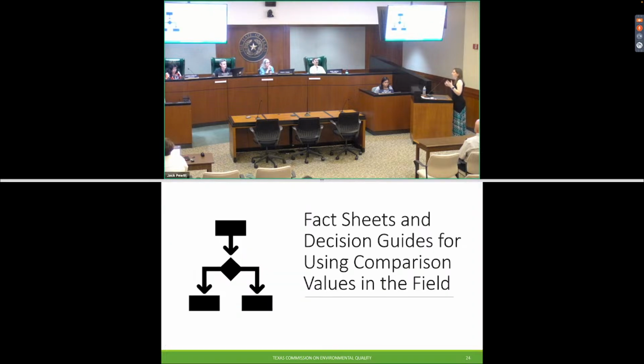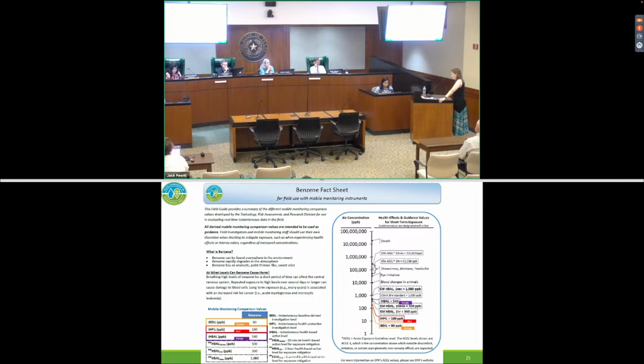Because it's a heavy topic with a lot of detail, for this to be useful for staff in the field, we needed to put together some communication tools for them. So we have fact sheets and decision guides for each of the chemicals. I'm showing you the fact sheet for benzene. In the top left corner, it has information about benzene, what kind of health effects it can cause, et cetera. Bottom left has the mobile monitoring comparison values that are specific to benzene.